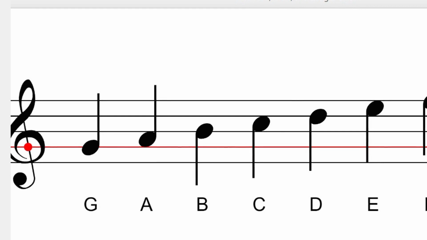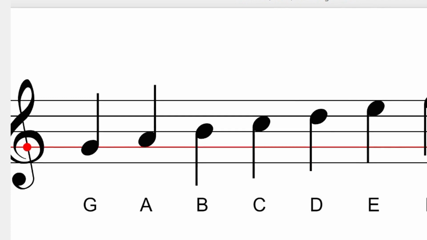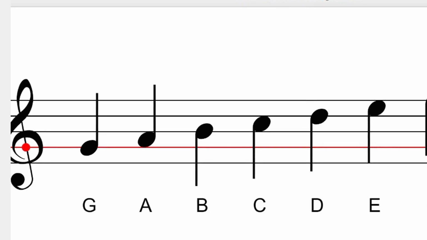Now, what is a ledger line? A ledger line is a small line that extends the staff when we run out of room. With the ledger line drawn, we can place the A way up there. Above the A, you can add other notes with what they call ledger lines.